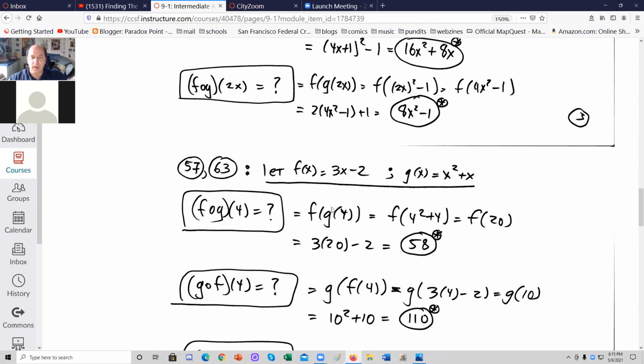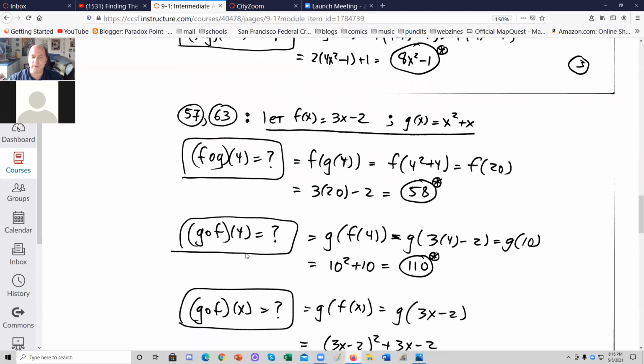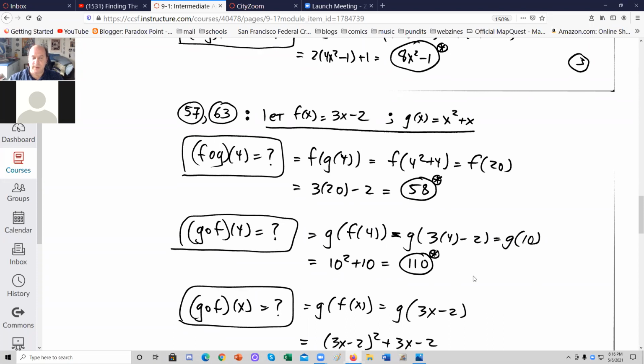Here f of x is 3x minus 2. G of x is x squared plus x. Find f of g of 4 and g of f of 4. Well, f of g of 4. G of 4 is 4 squared plus 4. That's f of 20. F of 20 is 3 times 20 minus 2, and that's 58. G of f of 4? Well, f of 4 is 3 times 4 minus 2, which comes out to 10. So g of 10. G of 10 will be 10 squared plus 10, or 110.